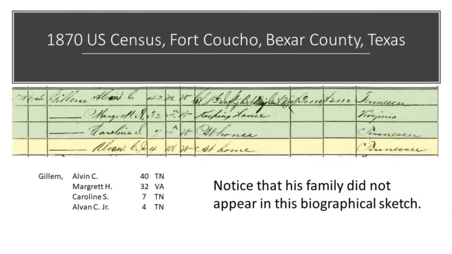Continue to go forward to 1870. Now, I'm skipping around just a little bit. He's in Bexar County, Texas. And there he is. Notice, though, if you look back at the biographical sketch, his family did not appear in the sketch. It didn't name his wife or his children. But in this case, there he is as a 40-year-old, and it indicates his rank, his wife Margaret, daughter Caroline, and his son Alvin Jr.